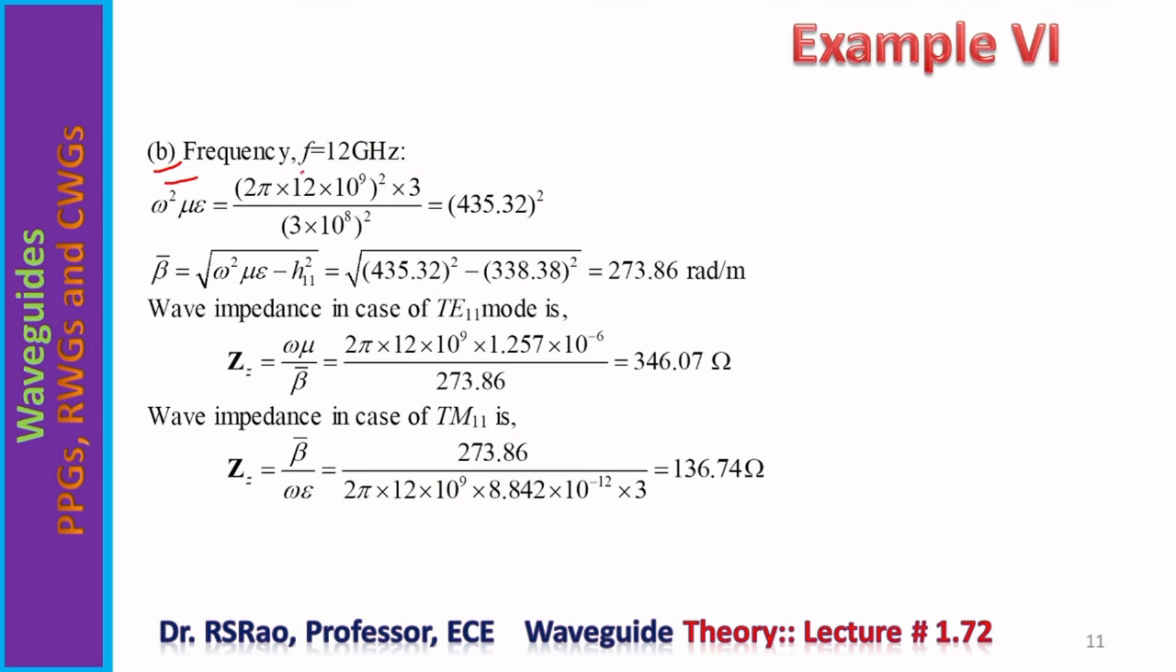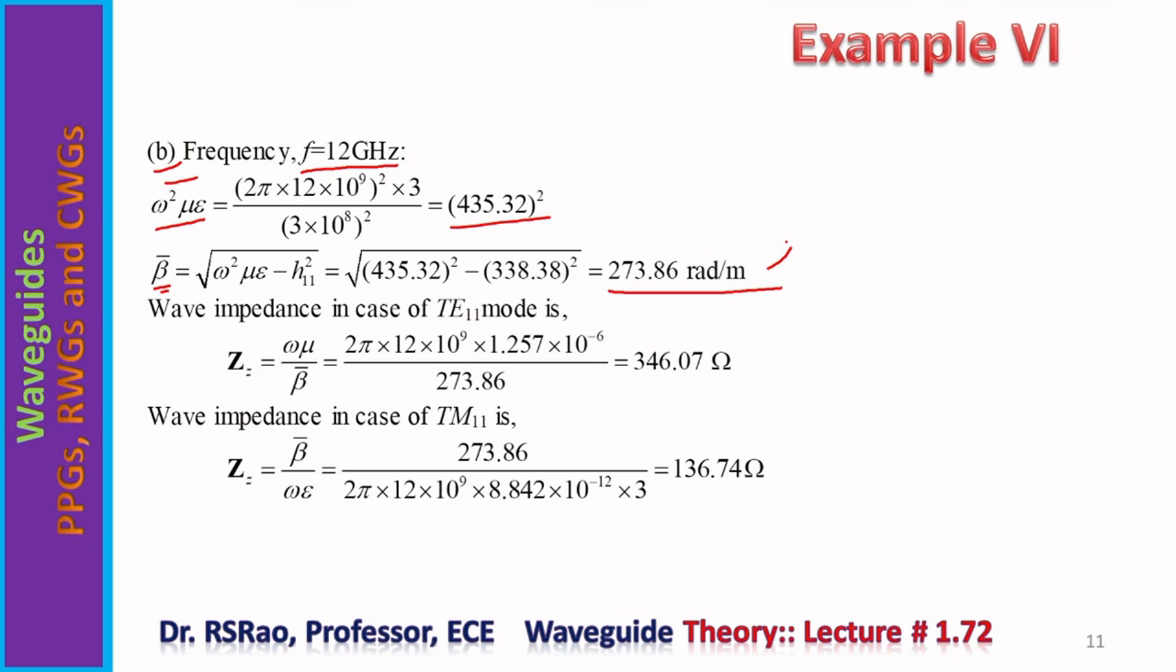Now we consider another frequency. B: frequency is 12 GHz. Omega square mu epsilon in this case becomes 435.32 square. So the phase shift constant comes out equal to 273.86 radians per meter. The phase shift constant is real. Therefore, a wave is there inside the waveguide.